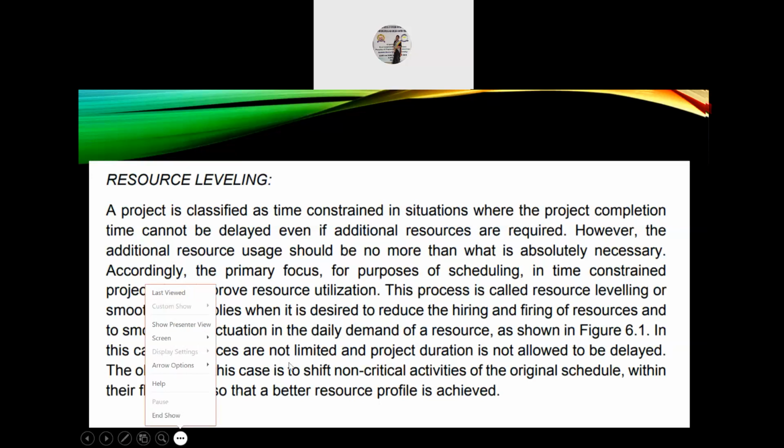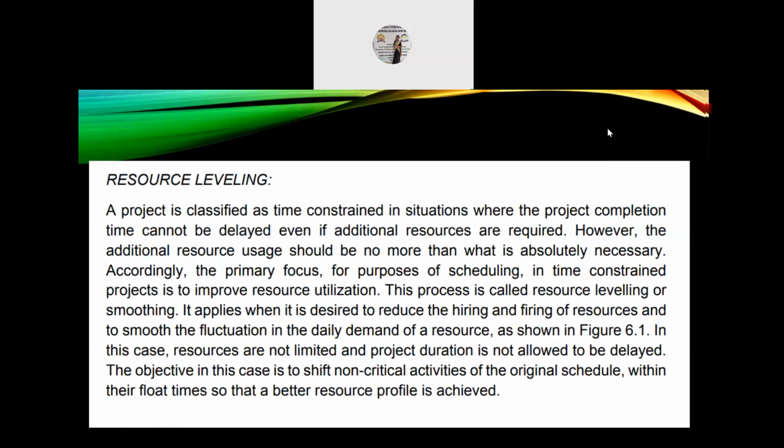Next, resource leveling. A project is classified as time constrained in situations where the project completion time cannot be delayed even if additional resources are required. However, the additional resource usage should be no more than what is absolutely necessary. So accordingly, the primary focus for purposes of scheduling in time constrained projects is to improve resource utilization. This process is called resource leveling or smoothing.